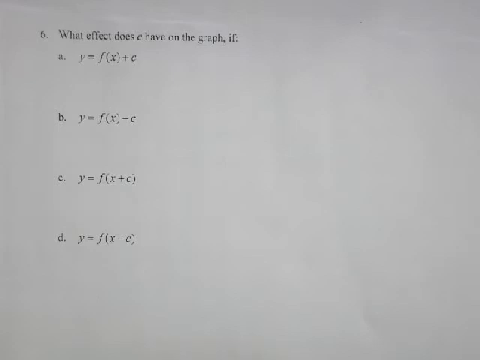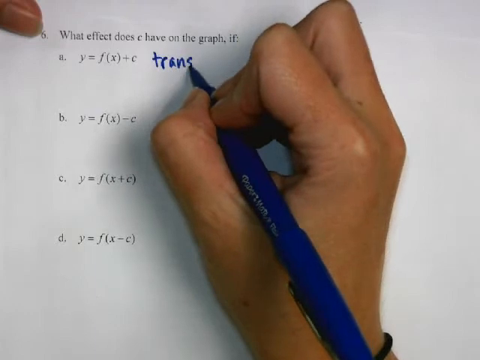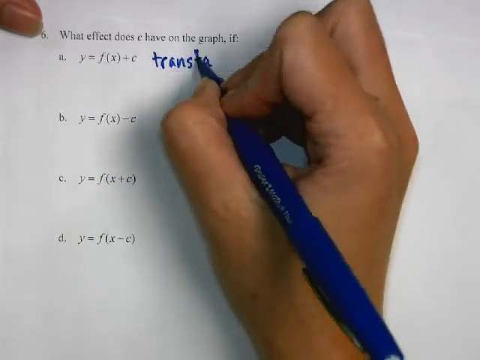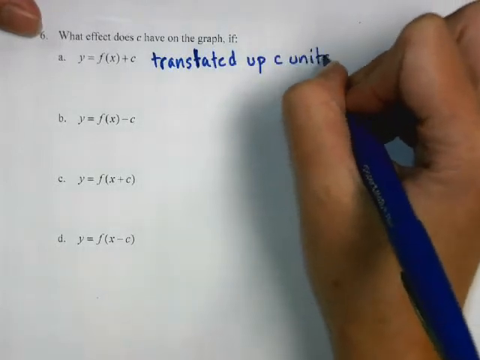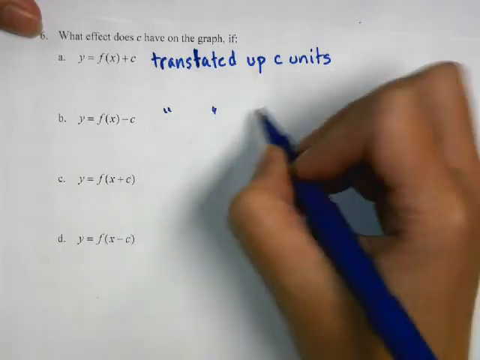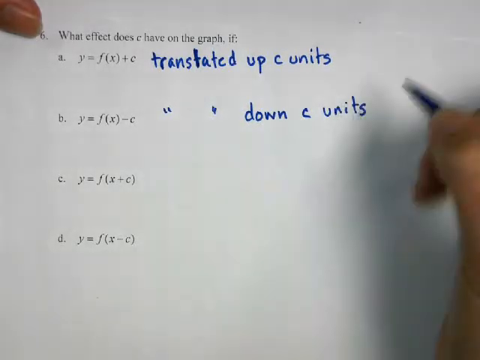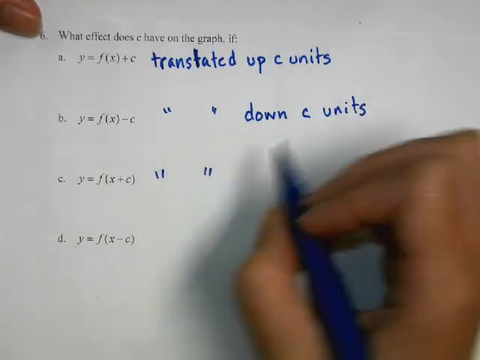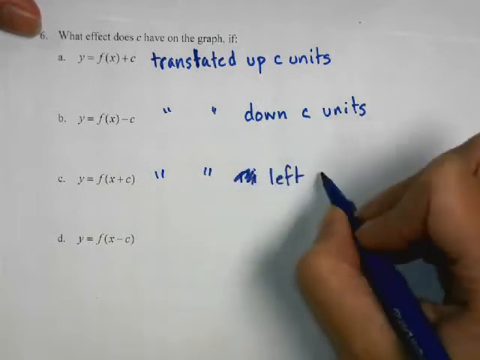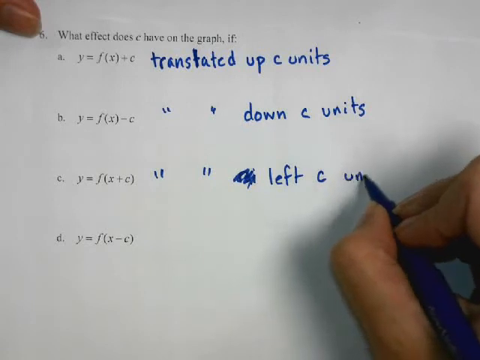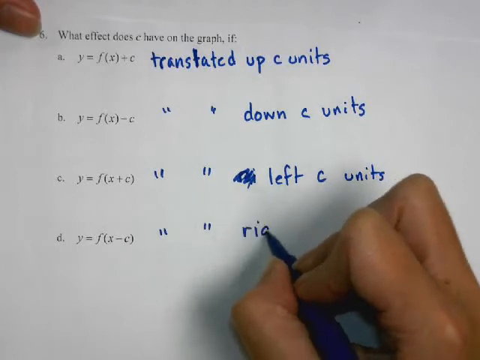So what effect does C have on the graph? If it is plus, it's going to be translated up C units. This will be translated down C units. And I'm just going to copy this. This will go left C units. And if we subtract, it's going to be moved to the right.